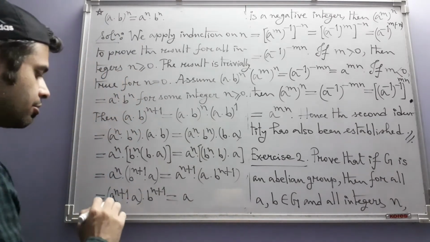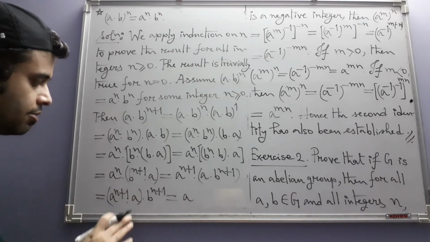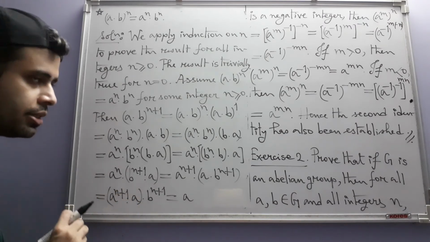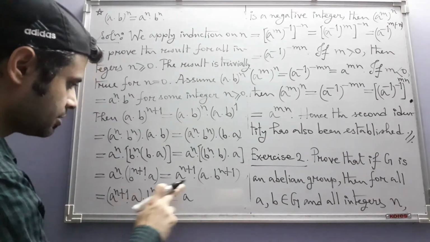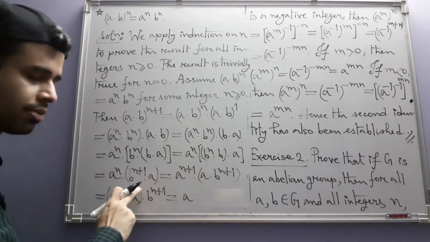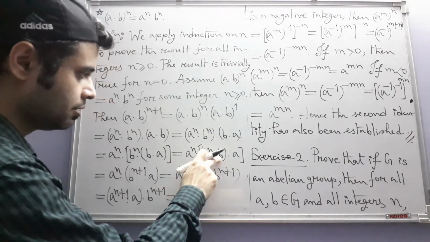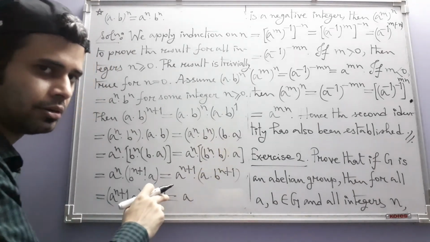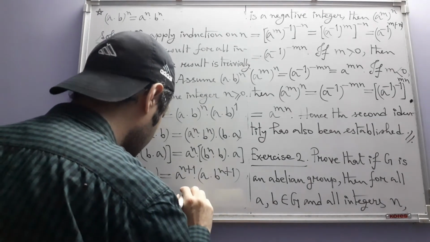Although I said we should not skip steps, in some pretty obvious cases where you are absolutely sure that whatever you are doing is correct, you can skip steps. You see, we have written here directly b to the power n plus 1, but we should have written one more step where in place of b, we would write b to the power 1. But since that is trivial, we are writing like this.